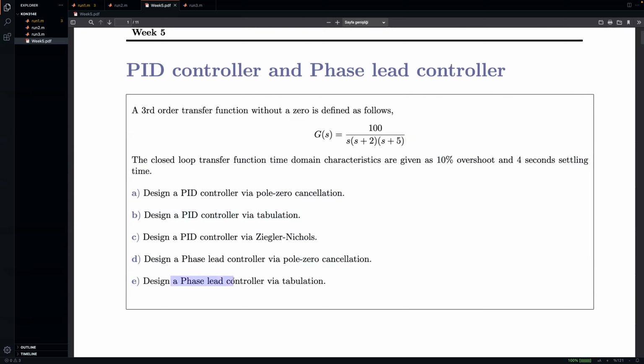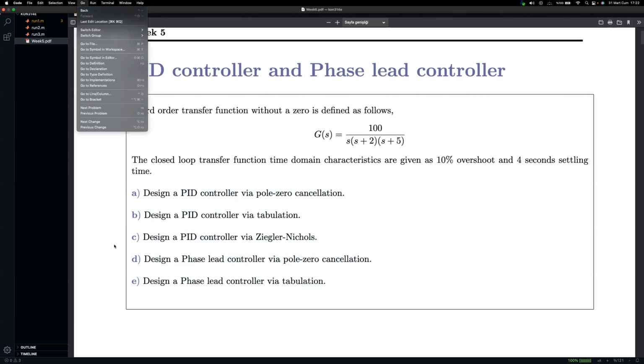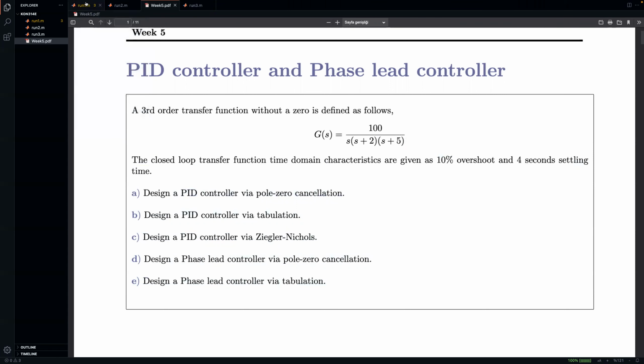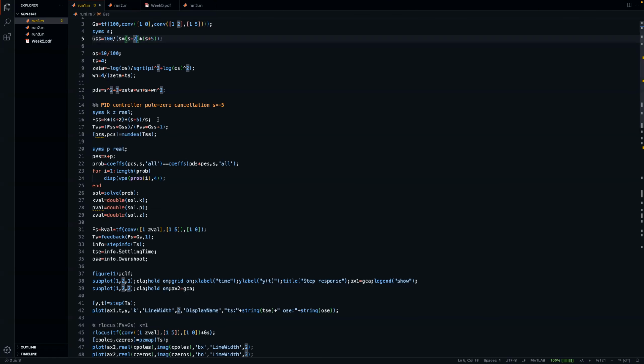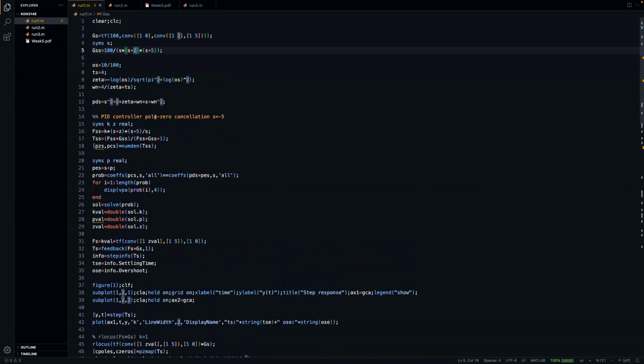And if you are going to use the phase lead controller via tabulation, it's again the same procedure. So A and B are basically the same with D and E, where I just go ahead and change the controller structure in run one. So you come down here, you look up the controller structure and say, of course, I have S+5. So get rid of S+Z and add S+P. So K times S+5 divided by S+P would be a general way of defining a lead controller.